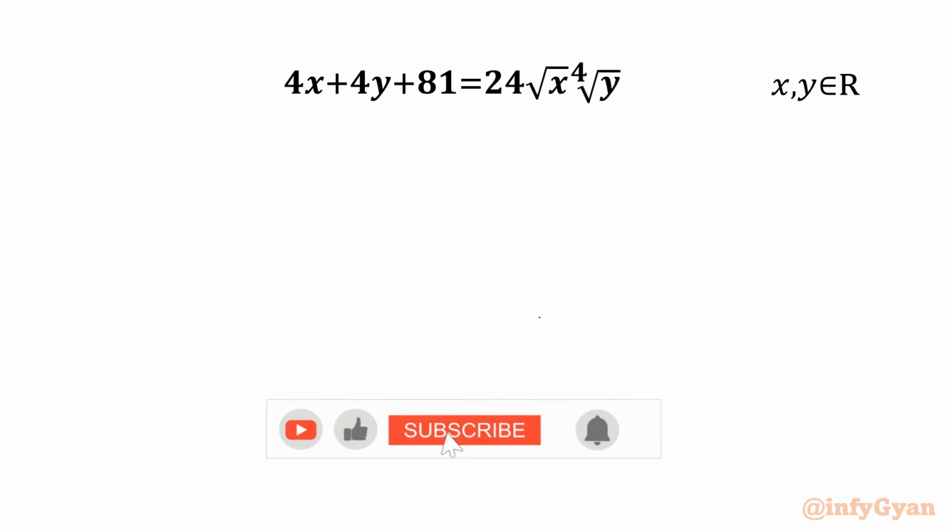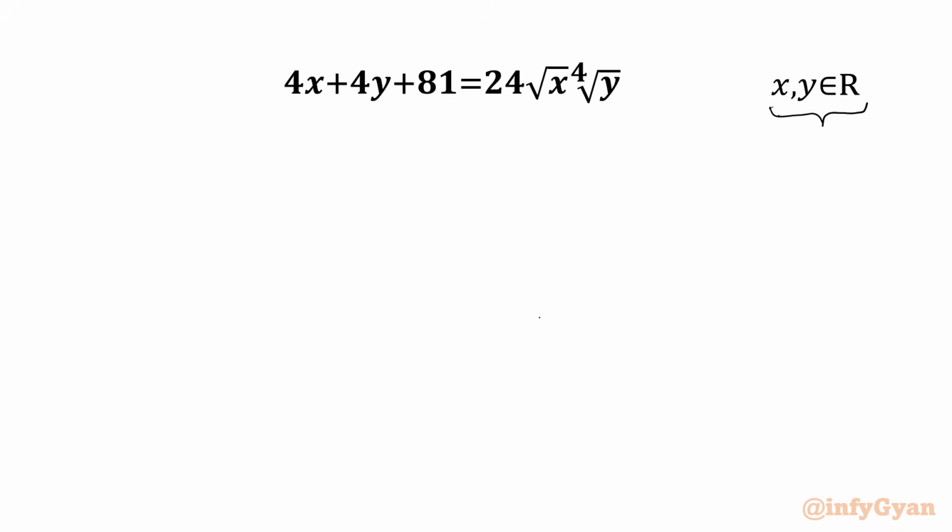Today in this video we'll be solving one very interesting question from Algebra. We have 4x plus 4y plus 81 equal to 24 times square root x times 4th root y. Here we have to find real values of x and y. At first glance, this equation looks very hard to solve. But once we use the method of substitution, we'll be able to find our solutions in a few minutes. Now I want you to pause the video right now and try this problem on your own first.